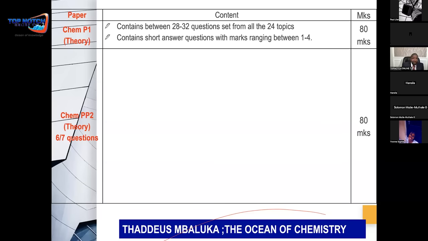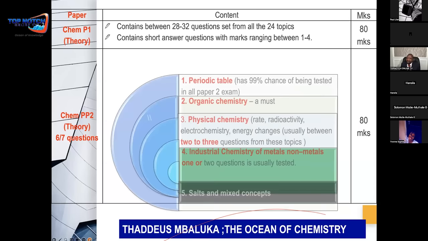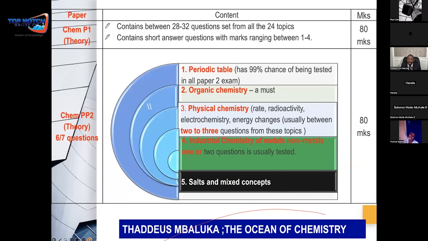Let's look at paper two. Paper two normally has 6 to 7 questions, and each question in paper two carries between 9 and 16 marks.